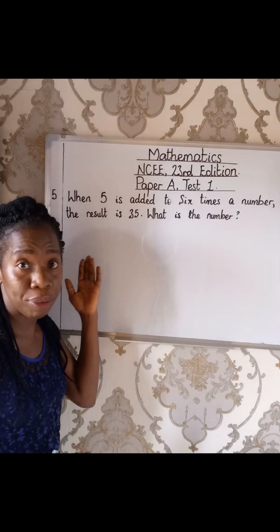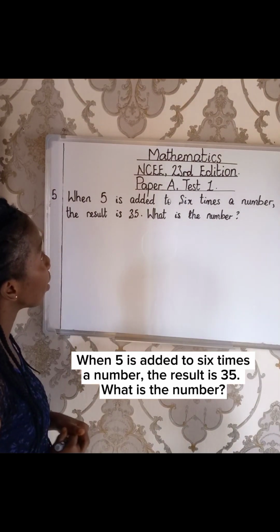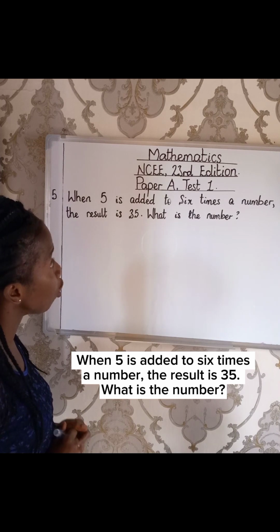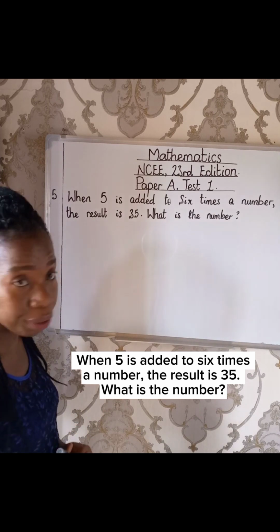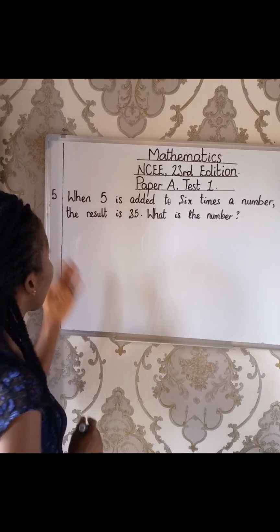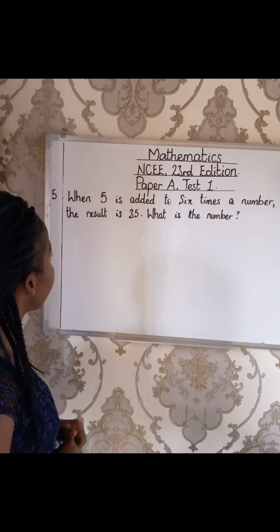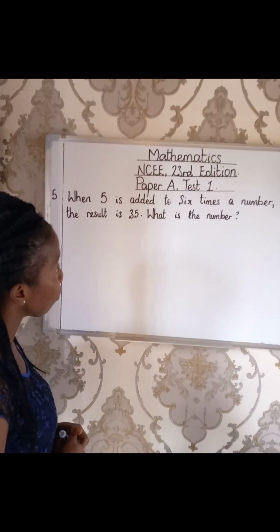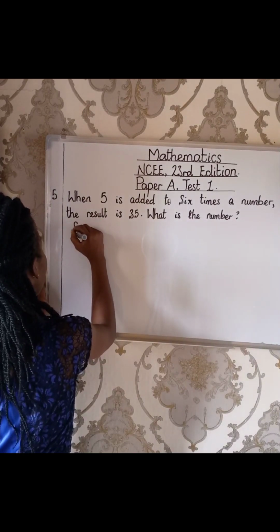So this is number 5 question. It states, when 5 is added to 6 times a number, the result is 35. What is the number? Let's take the question again. When 5 is added to 6 times a number, the result is 35. What is the number? Okay, so let's solve this.